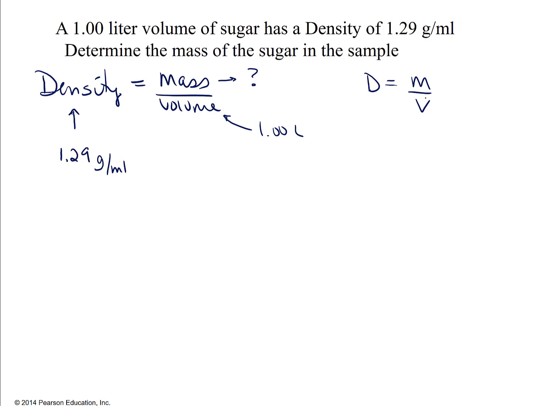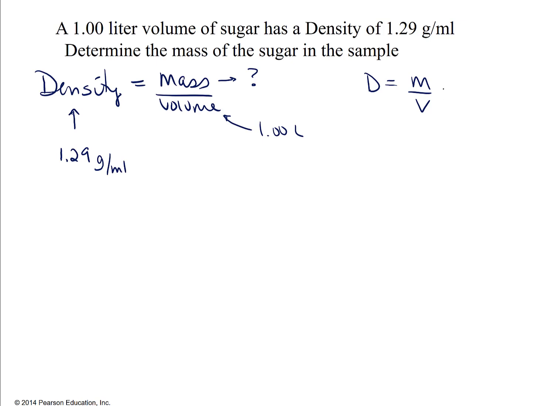So mass is what I want to know, so I need to get it all by itself in the formula. I've always found that it's easier to move a formula around and then put the numbers in. So I want to know M. So what do you do in an algebra problem if you want to get something all by itself? What do I have to do? If D equals M over V, and I want to get M all by itself, multiply both sides by?